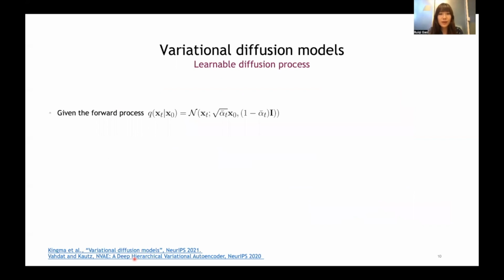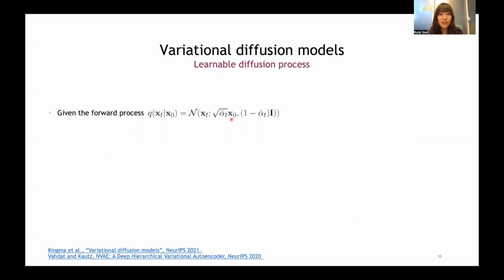The first work I would like to discuss here is variational diffusion models. It basically enables us to learn the parameters in this forward process together with the rest of the parameters in the diffusion models. That is, we can really learn the forward process.